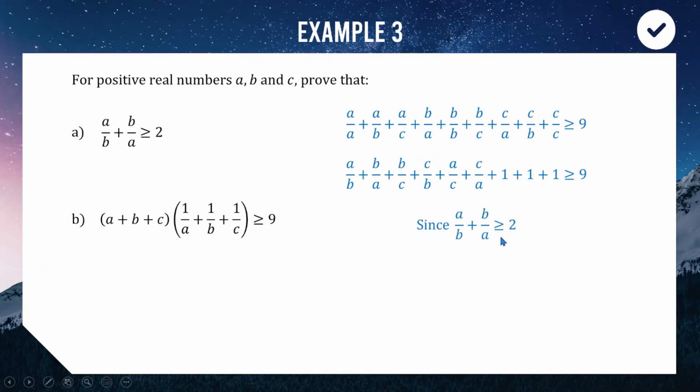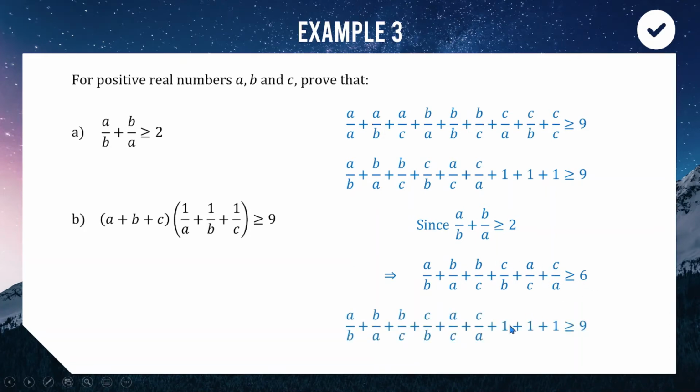Okay, we use the fact that we're quoting from part A. We know this is greater than or equal to 2. So we can say, well, then these 3 together, we've got the same thing essentially, just with different letters 3 times. So these are going to be greater than or equal to 6. If we add the 3 1s in, we get greater than or equal to 9.